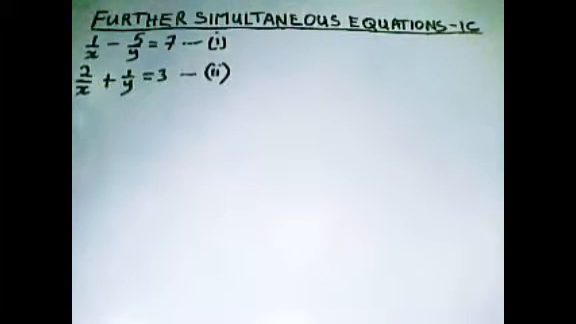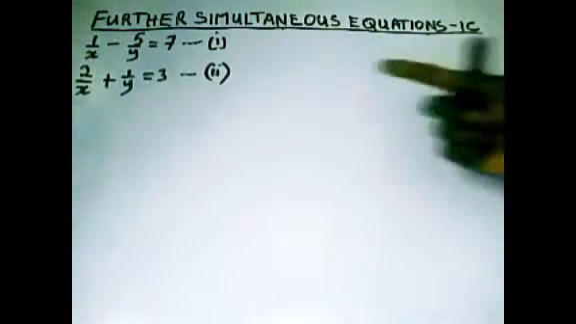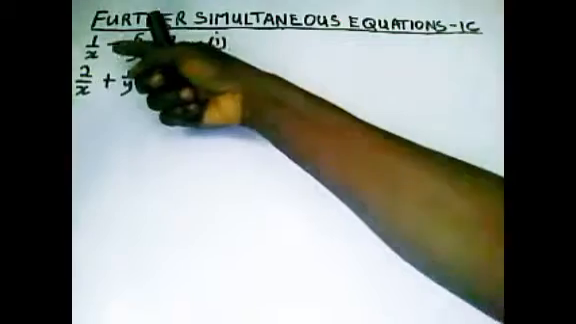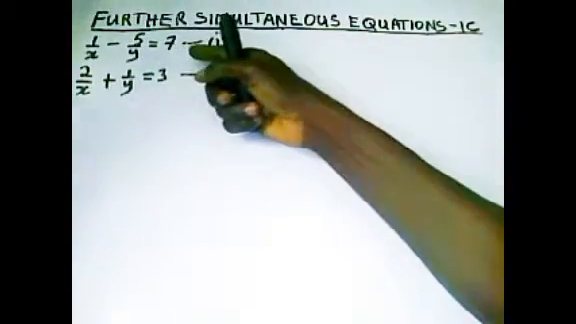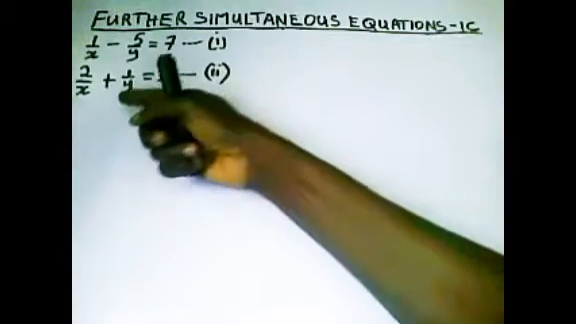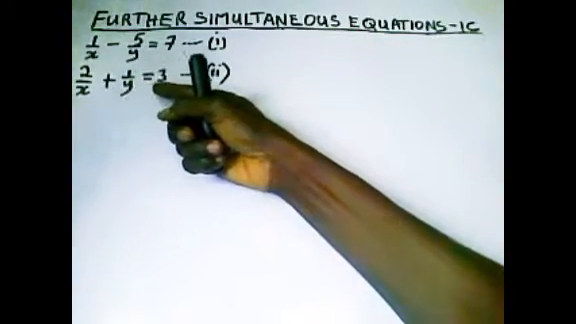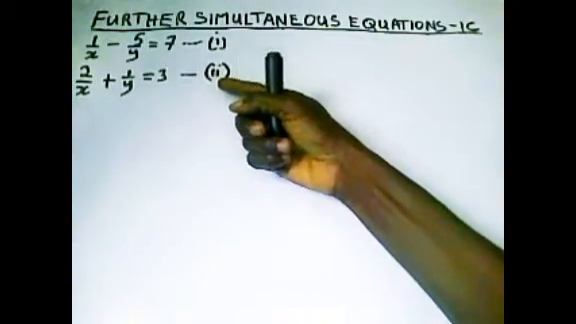Now, so far we've been looking at the various methods of simultaneous linear equations and how to use them to solve further simultaneous equations. On the board, we have the first equation as 1 upon x minus 5 upon y equals 7 as equation 1. Then we also have 2 upon x plus 1 upon y equals 3 as equation 2.